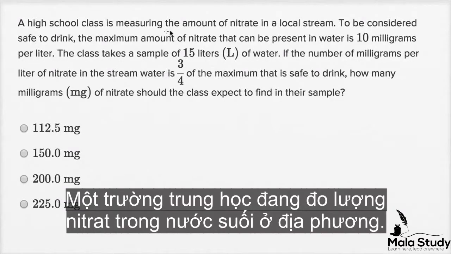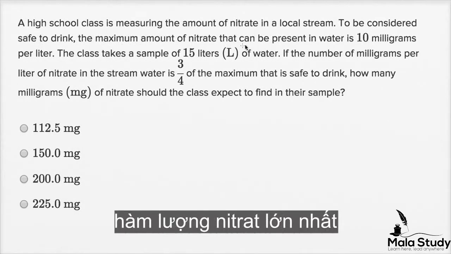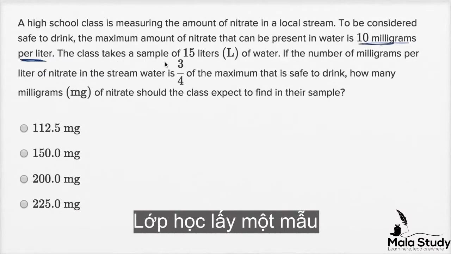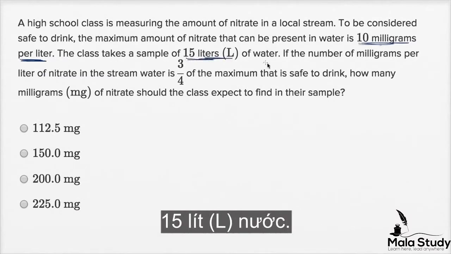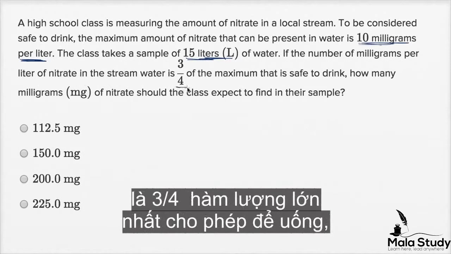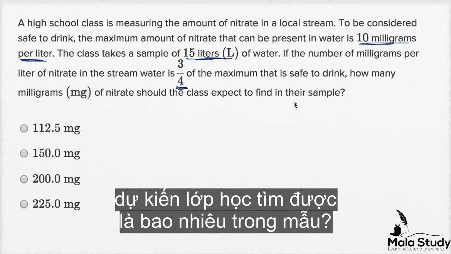A high school class is measuring the amount of nitrate in a local stream. To be considered safe to drink, the maximum amount of nitrate that can be present in water is 10 milligrams per liter. The class takes a sample of 15 liters of water. If the number of milligrams per liter of nitrate in the stream water is 3/4 of the maximum that is safe to drink, how many milligrams of nitrate should the class expect to find in their sample?